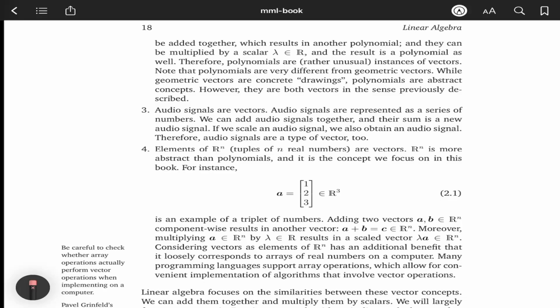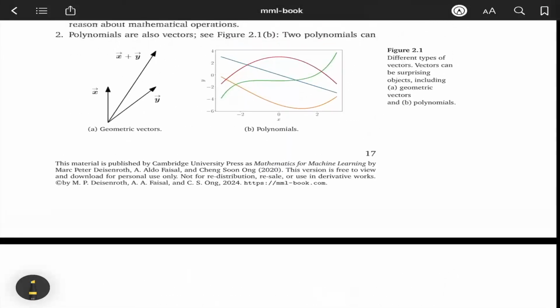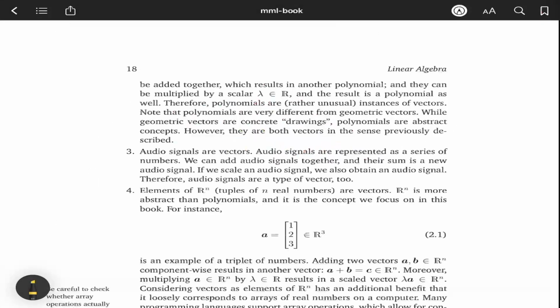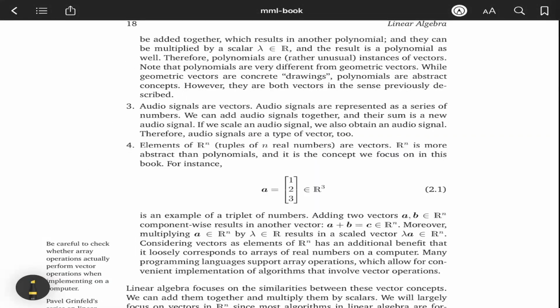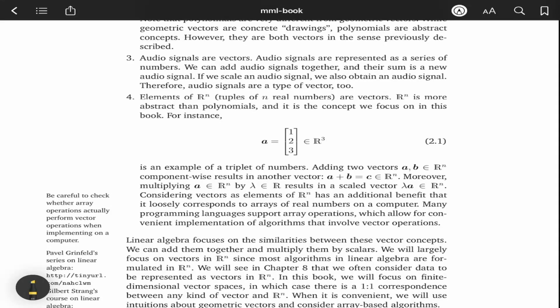Okay. Oh, wait. If we scale an audio signal, we also obtain an audio signal. Yeah, it makes sense. But what's the difference between an audio signal and a polynomial? I don't know. Okay.